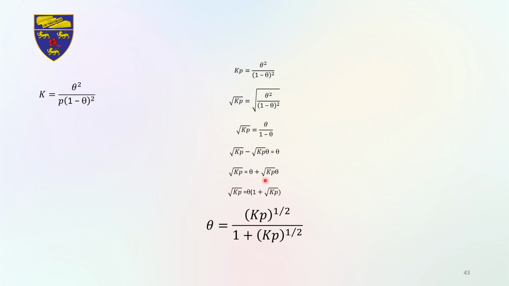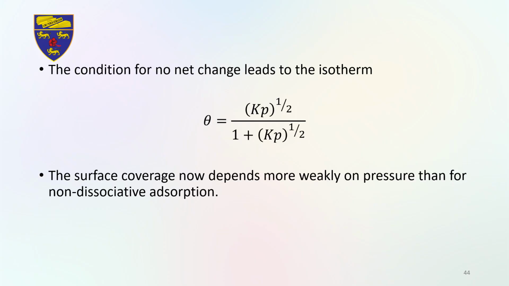from the expression here. After we factor the theta, we move the 1 plus square root Kp to the other side, which gives us the modified Langmuir equation for adsorption with dissociation. If we compare the Langmuir isotherm for the system with dissociation and without dissociation, we will realize that the effect of pressure on the system plays a weaker role for the process of adsorption with dissociation.